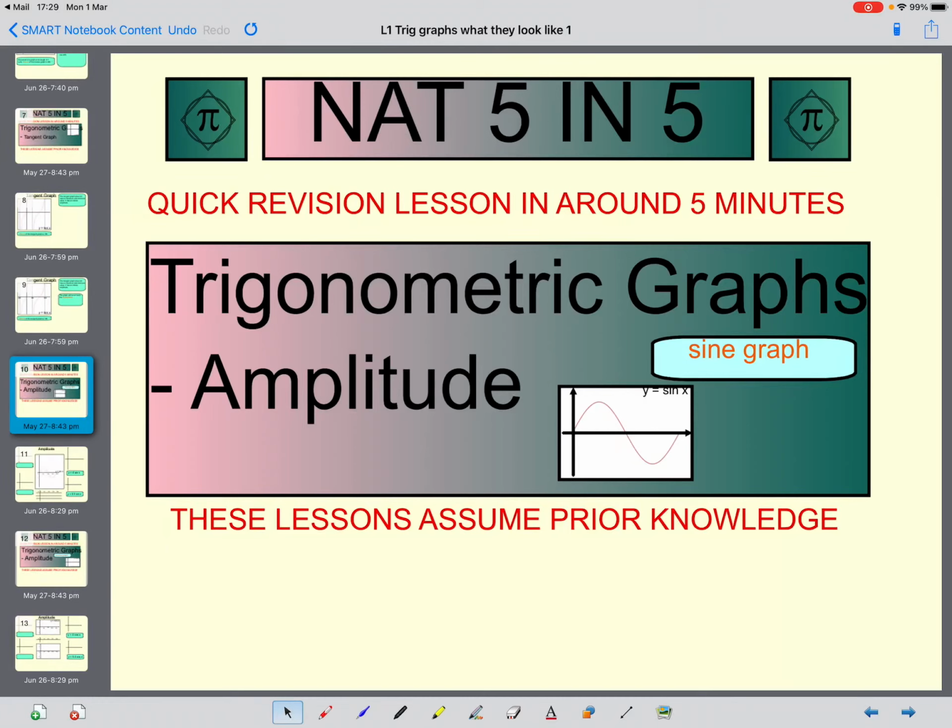Hi guys, welcome back to National 5. We're going to do trigonometric graphs and we're going to look at amplitude today. In particular, we're going to look at the sine graph.